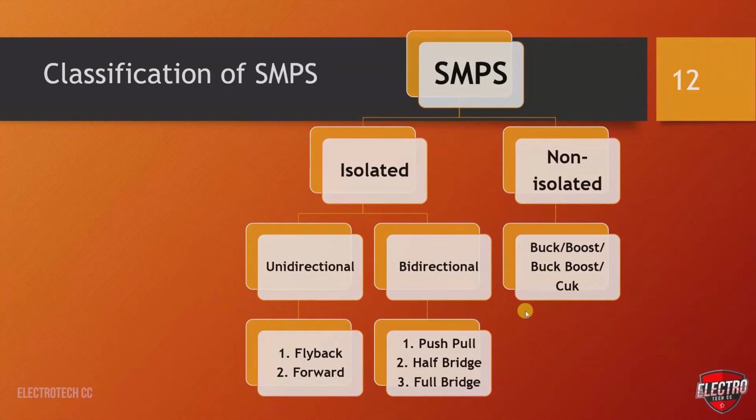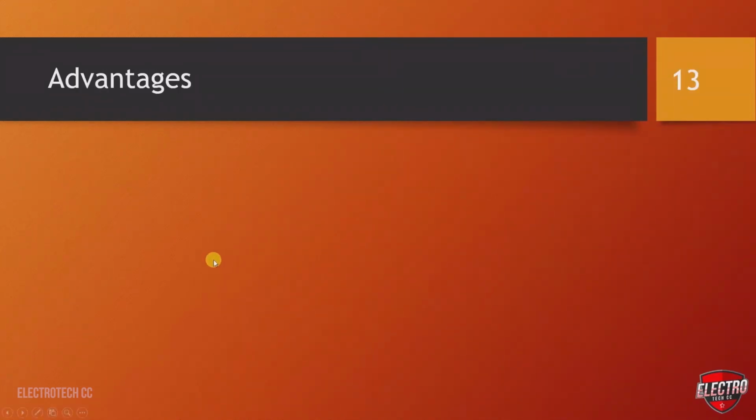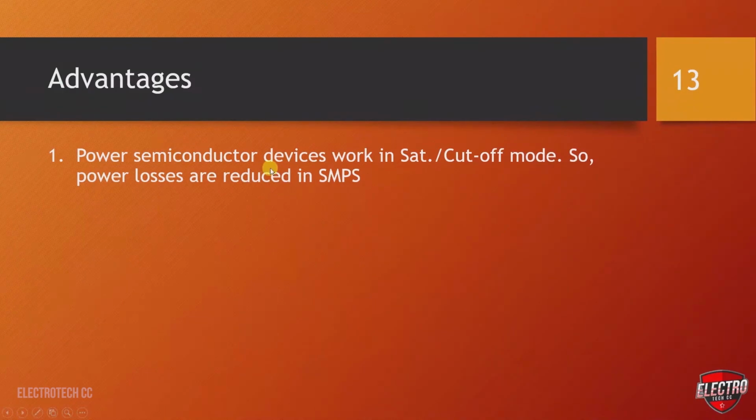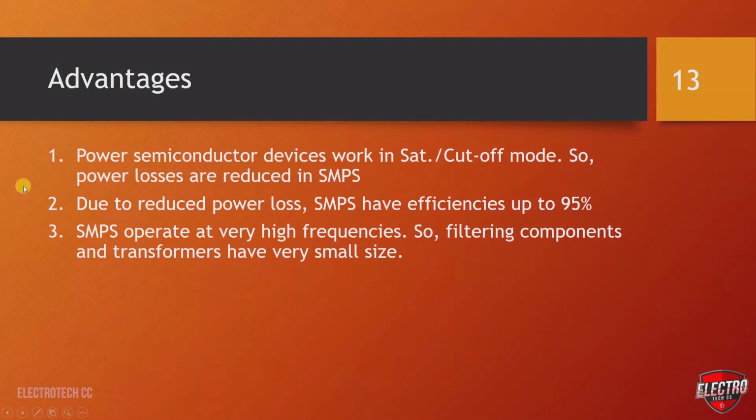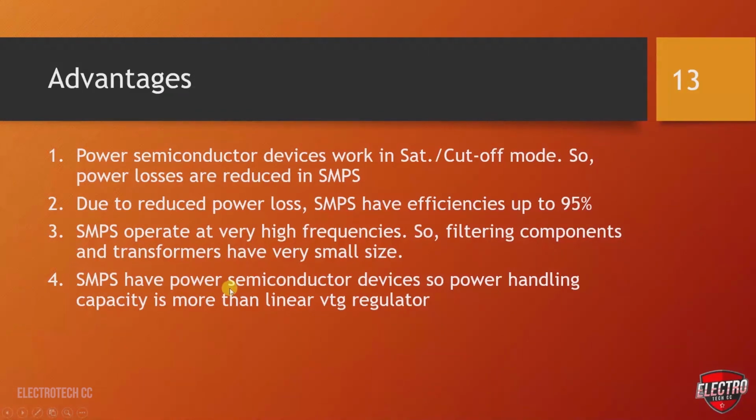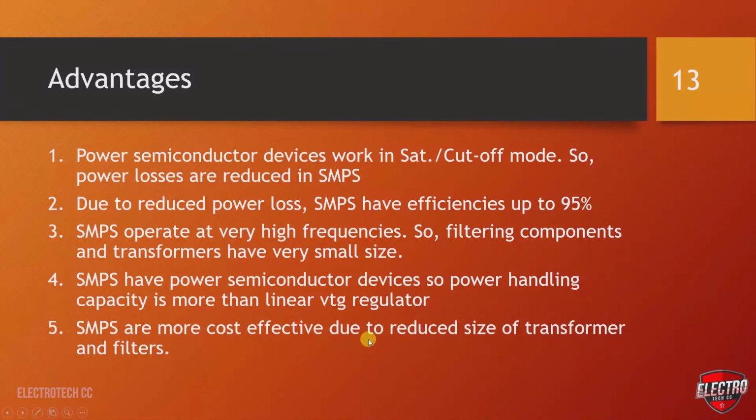Here are the advantages of SMPS. First, power semiconductor devices work in saturation and cutoff mode. That's why power losses in SMPS are very less compared to linear voltage regulator. SMPS operate at very high frequency. That's why filter components and transformer have very small size. SMPS has power semiconductor devices, so power handling capacity is more than linear voltage regulator. SMPS are more cost effective due to the reduced size of transformer and filter.